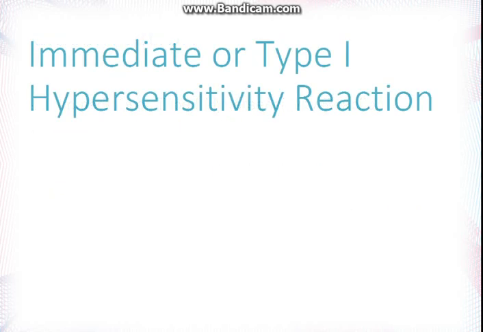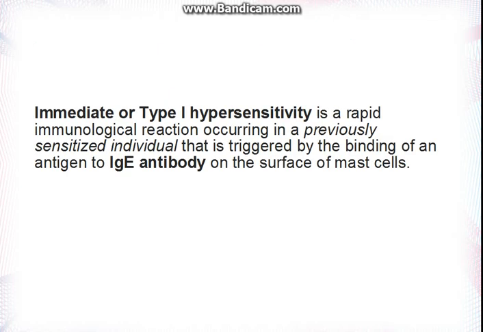Now going to the type 1 hypersensitivity reaction. Now, what is it? How will we define it? It is a rapid immunological reaction, as we can understand from the term immediate, and it occurs in a previously sensitized individual that is triggered by binding of that antigen to the IgE antibody on the surface of the mast cell. This definition we will understand when we understand the pathogenesis of type 1 hypersensitivity reaction.